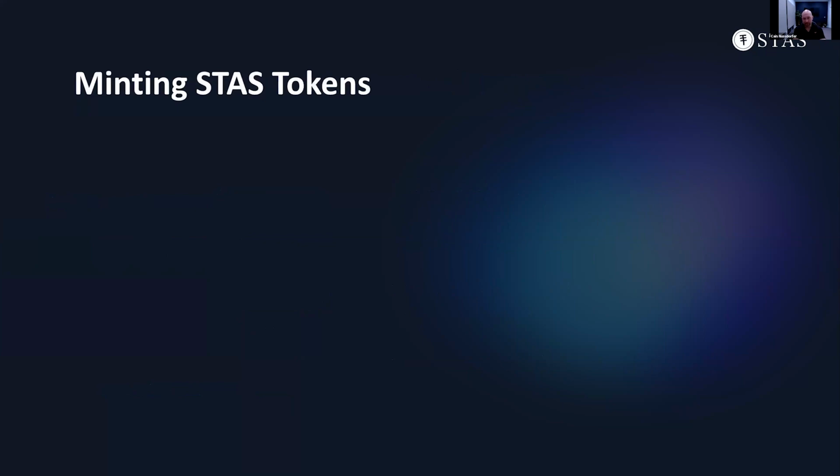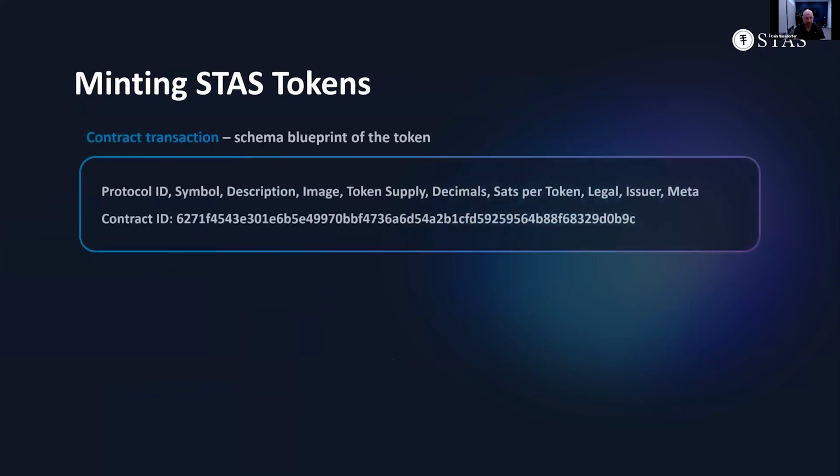So minting STARS tokens, we'll go into a bit more detail here. A contract transaction, as I mentioned, is a schema blueprint of the token. There are standards around this already. You'll find that in some of the other documentation through the SDK or the STARS docs, which I'll go over later on as well. Part of the schema contains a lot of mandatory information, things like your token supply and your token symbol, and these have to match what will come out in the issuance of the tokens in the end.